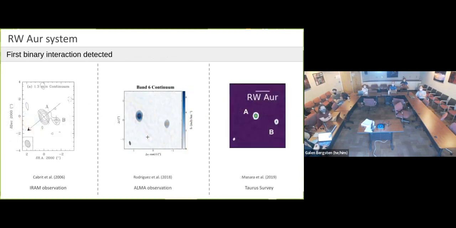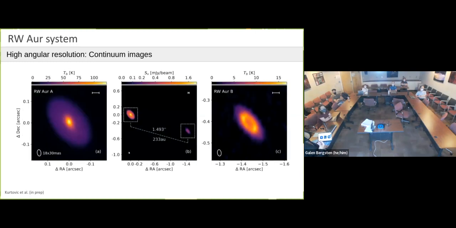So when we look at the system in dust continuum emission, you can see again, even in 2006, the dust continuum emission could be detected from the two different disks. Then with ALMA, they were redetected, of course, at much higher sensitivity, but the angular resolution was still not enough to see inside the disk. And it wasn't enough in this survey either. And so what we did is that we went and observed this system again at very high angular resolution to see what was happening inside the disks. And this is what we got. So here you can see the two disks. They are separated by about 230 AU at the time of the observation.